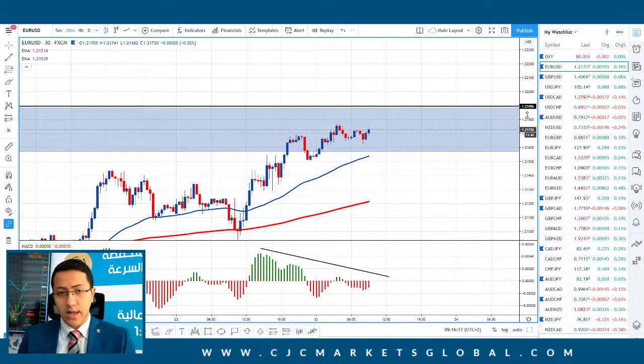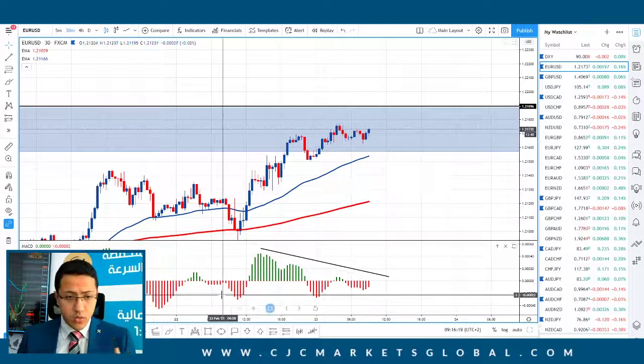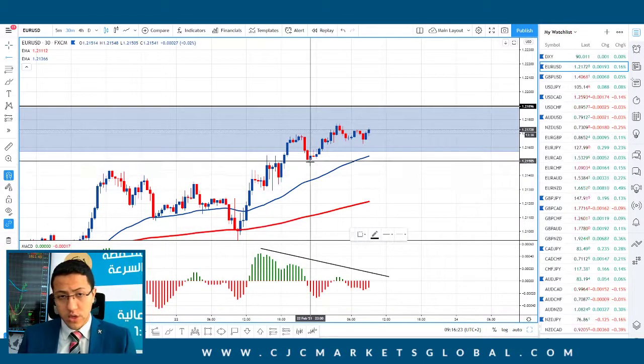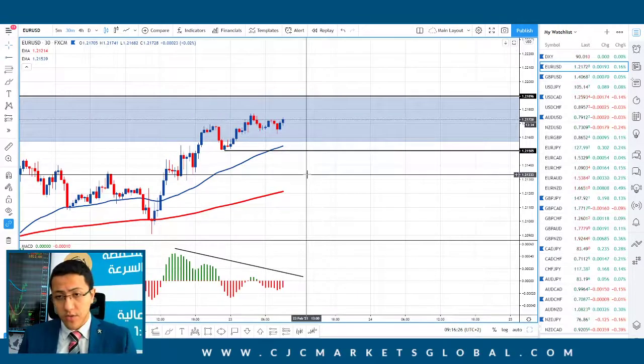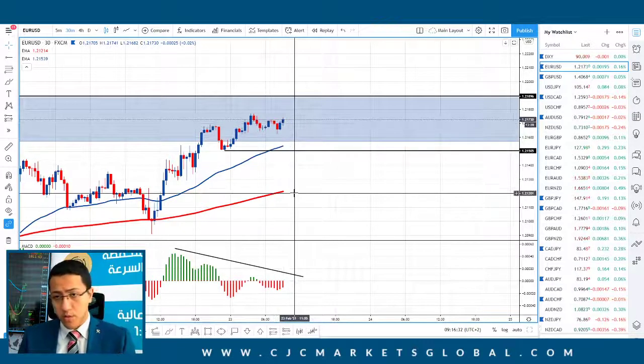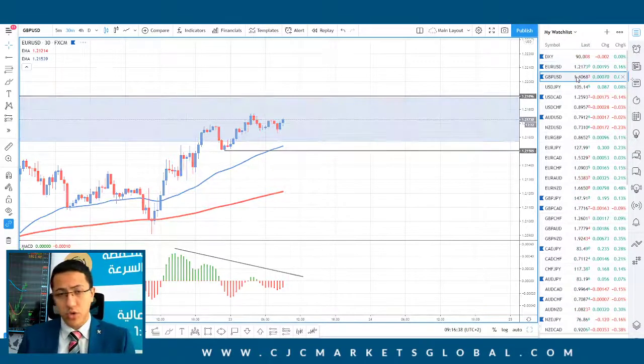1.2189. That's our key level through the day. So as long as we are trading below this key level, we will be having a move to the downside on euro versus the US dollar. And the bearish move would be confirmed by a break below 1.2150. That should initiate a downward correction for today, and that's for the euro dollar.